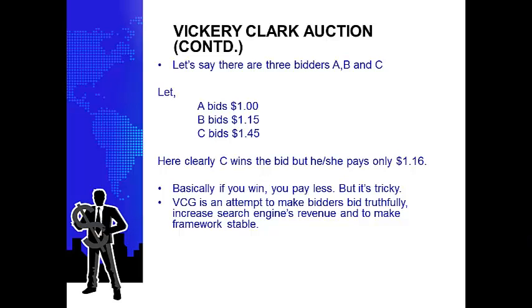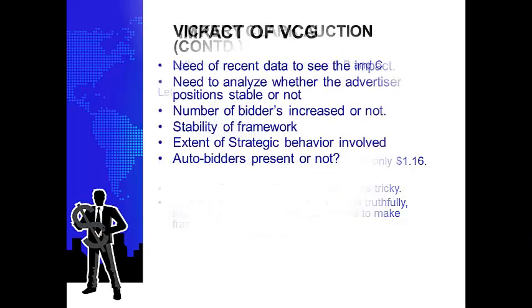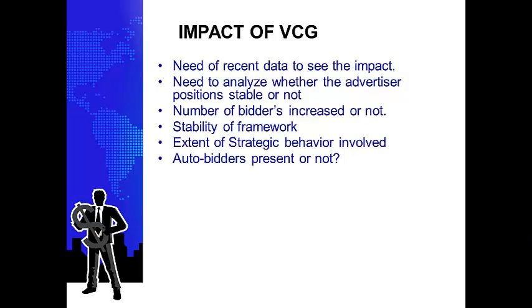So basically if you win you pay less, but it's tricky. What if the advertiser B would have bid like 1.40? You would have ended up paying like 1.41. So be careful. So let's see what is the impact of VCG.